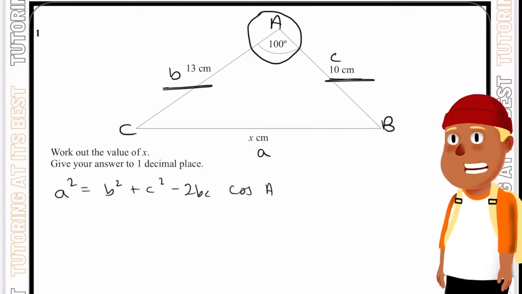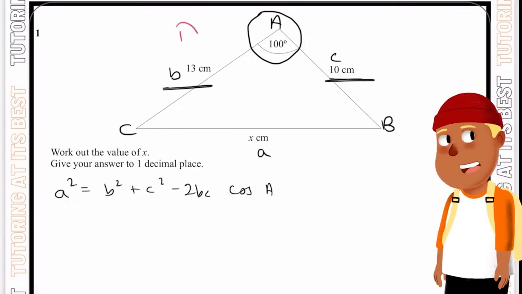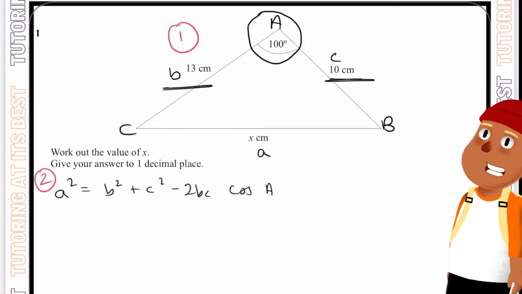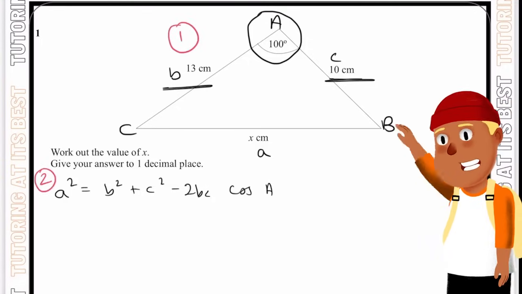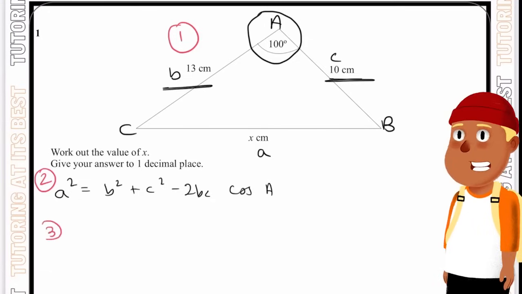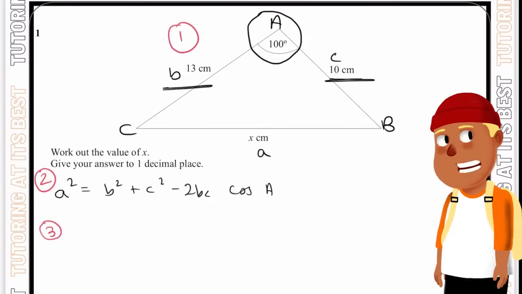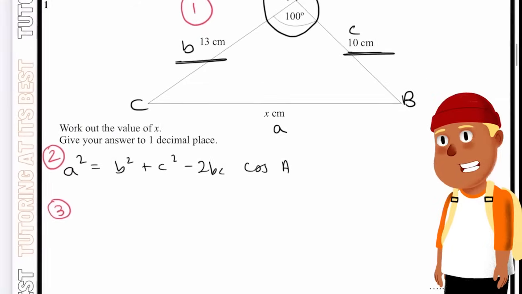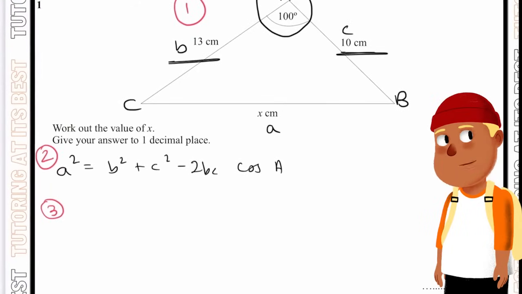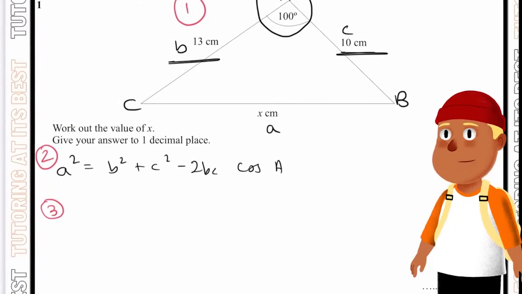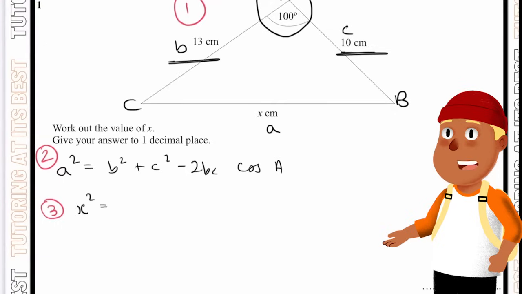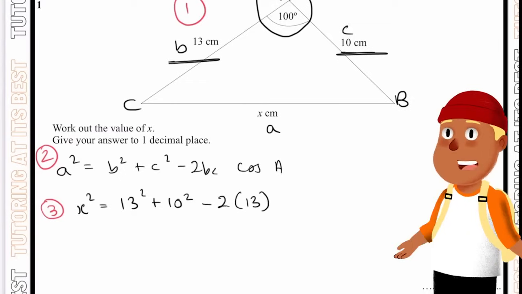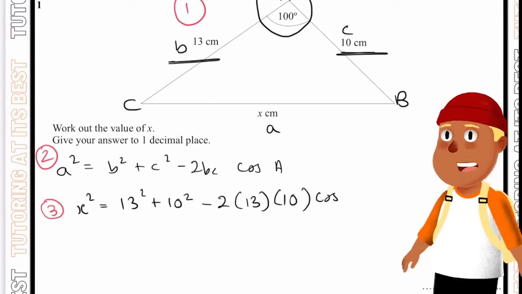Before I move on, step 1 is to label our sides, step 2 is to state the cosine rule, and step 3 is to substitute and solve the equation. So let's now substitute our values into this formula. We'll take a squared as our x squared. I'll have 13 squared plus 10 squared minus 2 times 13 times 10 cos 100.